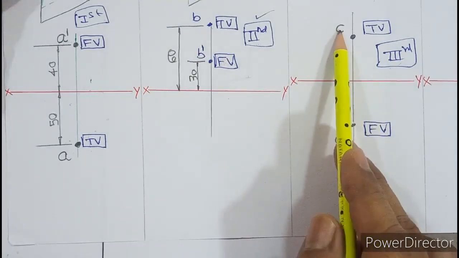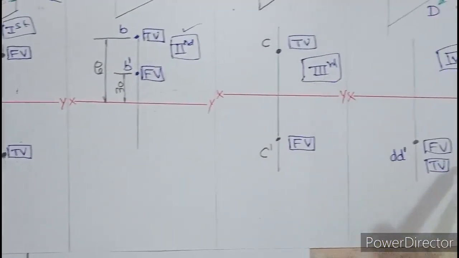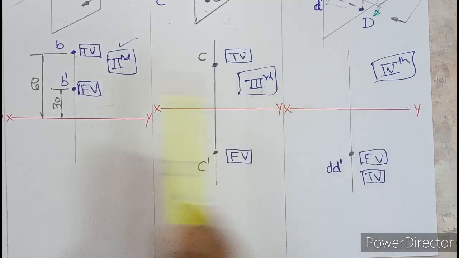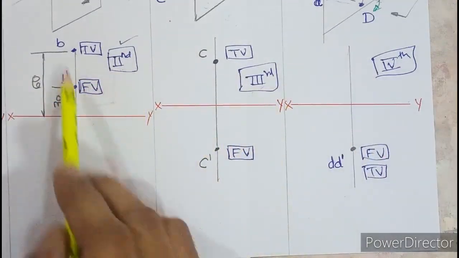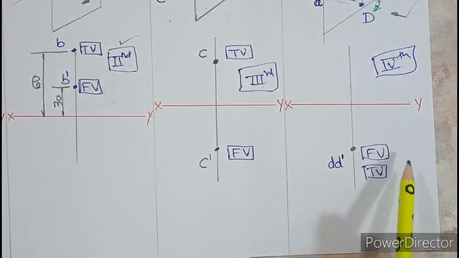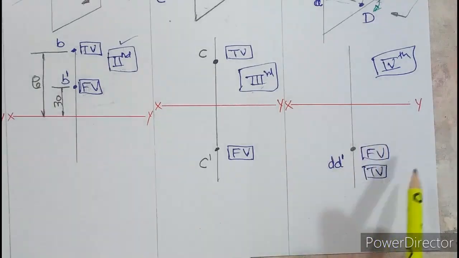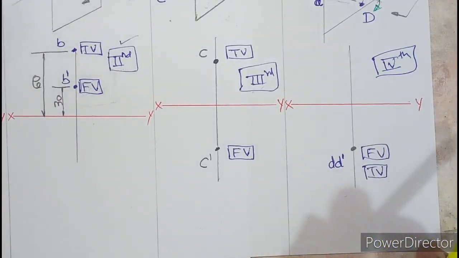So without dash is above and with dash is below. And finally fourth is opposite of second. So in second, both front view and top view are above xy, but in fourth, both front view and top view are below xy. So these are the position of the points in various quadrant, what you should know before we start.